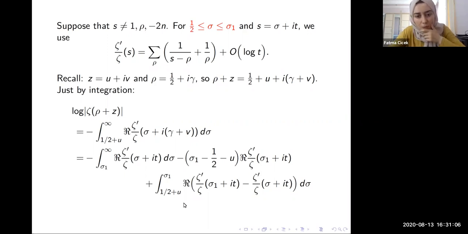And then when we separate that, it turns out that it will be useful if we add the real part of zeta prime over zeta at sigma 1 plus it. And then since we added that, we will also need to subtract the same term. This is what we do in the middle term here. Okay, so we have three terms to deal with here.